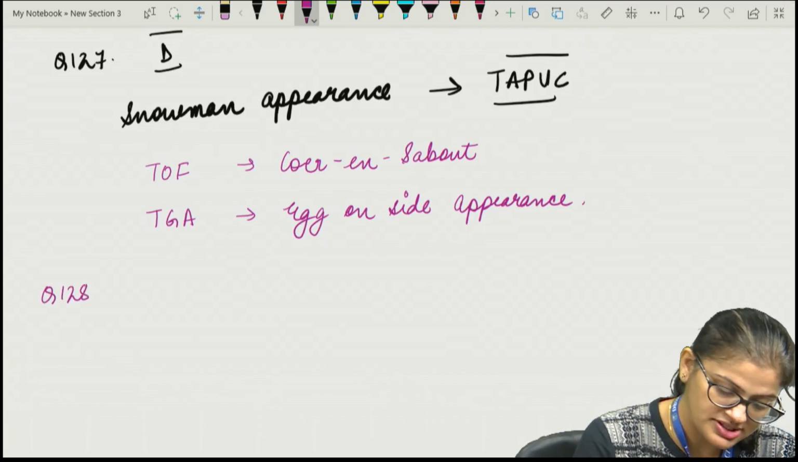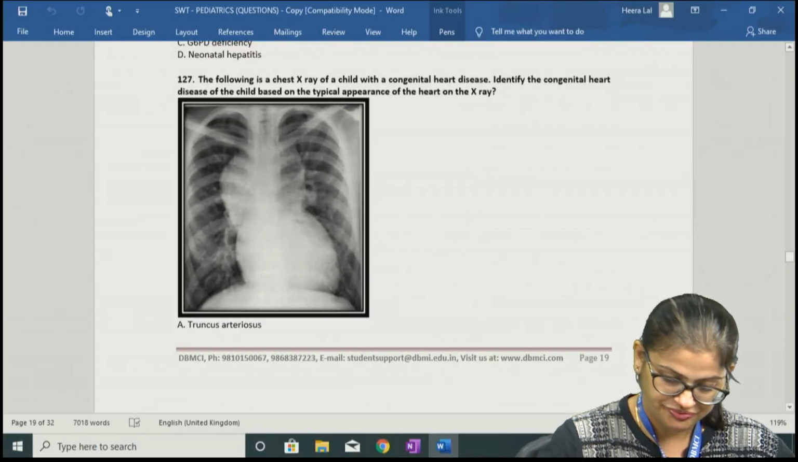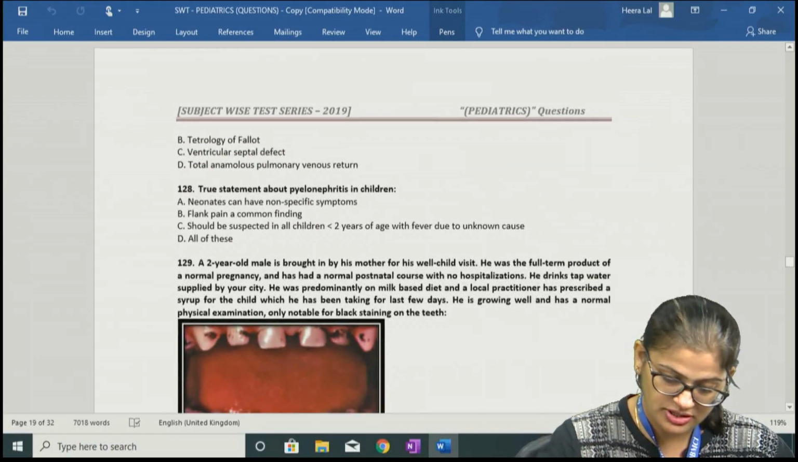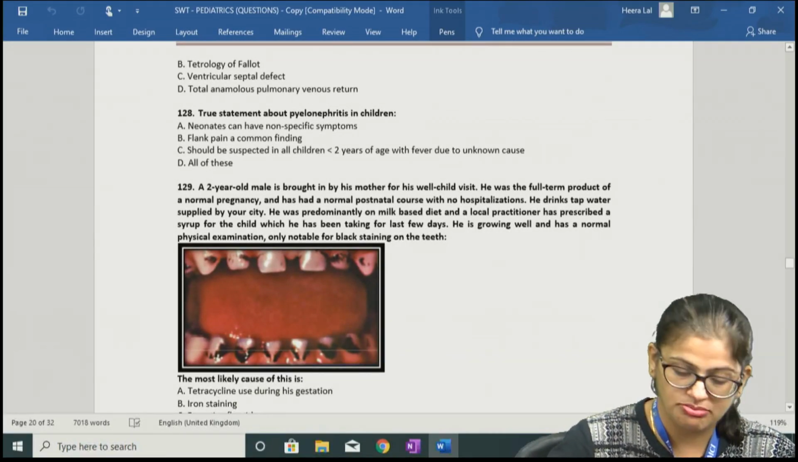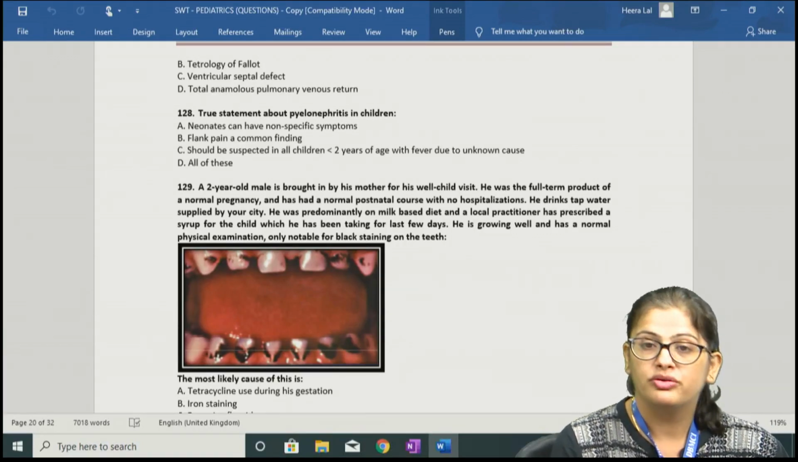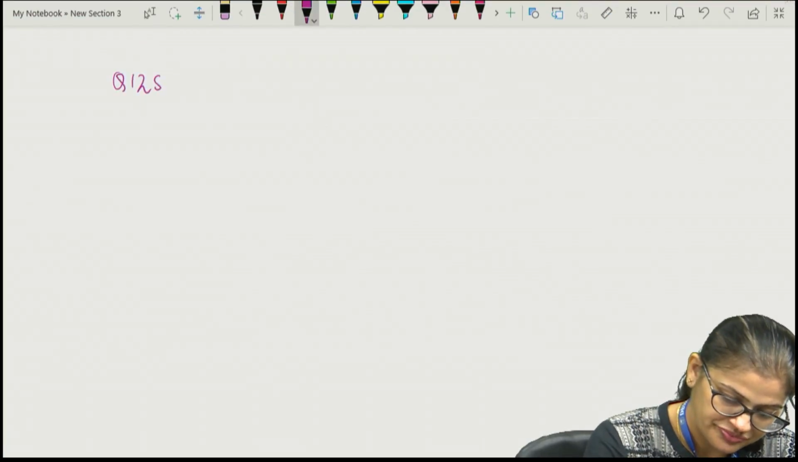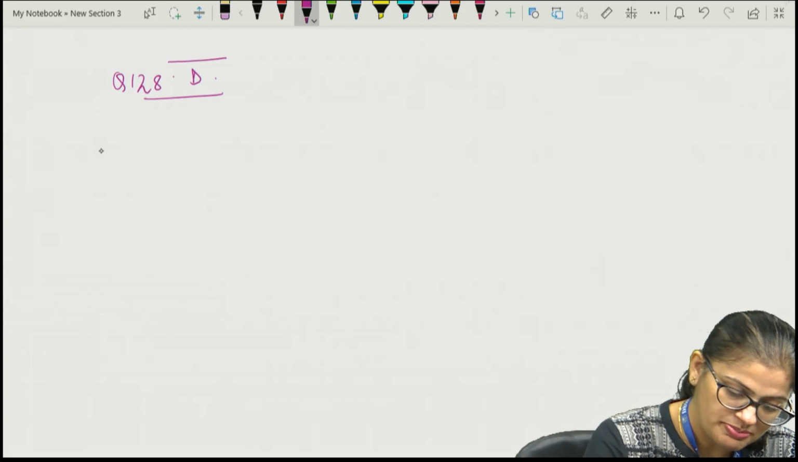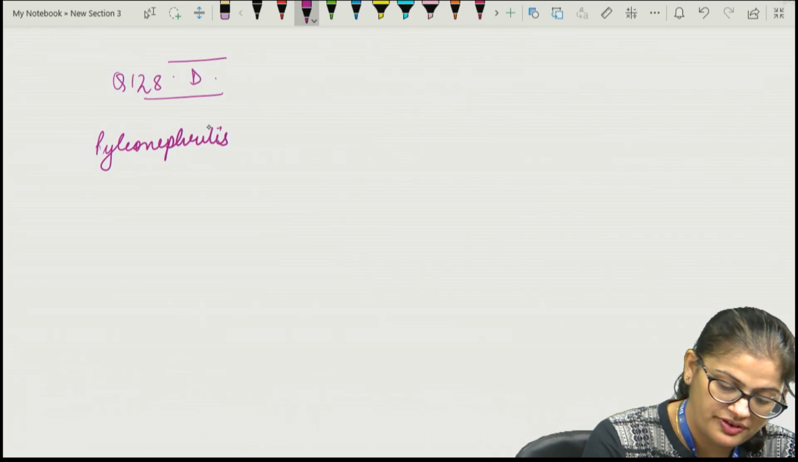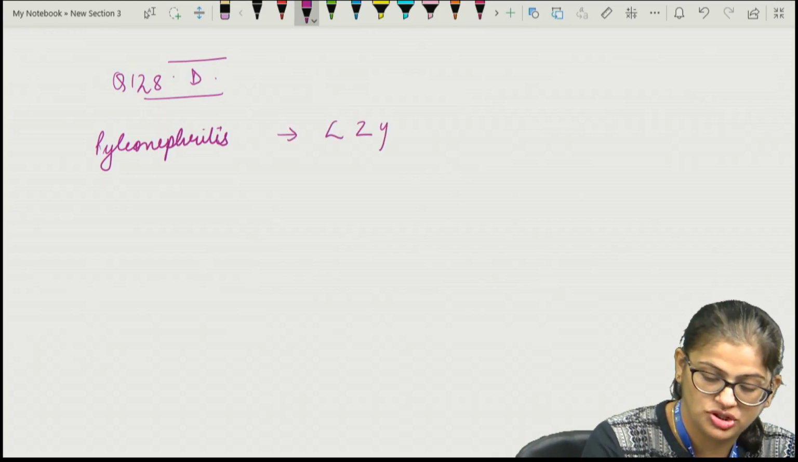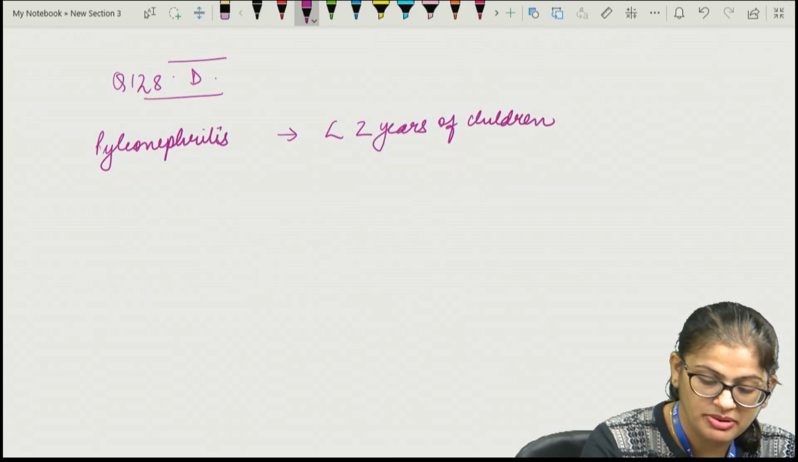So next we come on to question number 128, and question number 128 was, true statement about pyelonephritis in children is, and the correct answer to this is option number D, that is all of the above options were correct. So in pyelonephritis, you should know that it is an infection which is common in children less than 2 years, and usually older children may have flank pain.